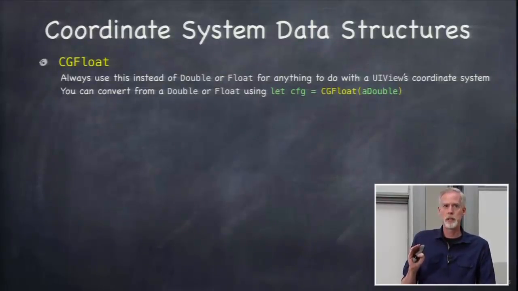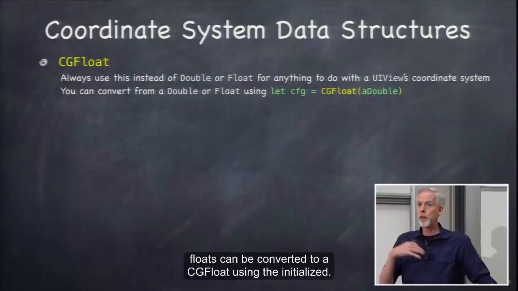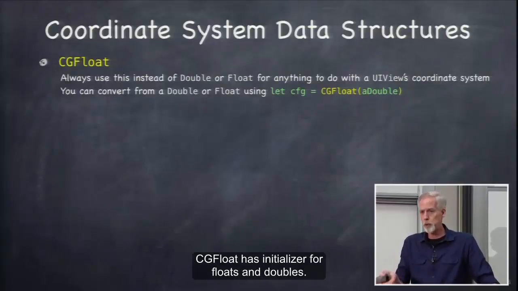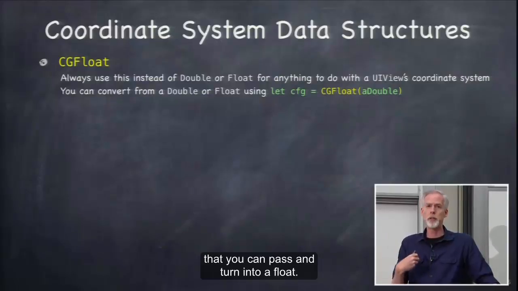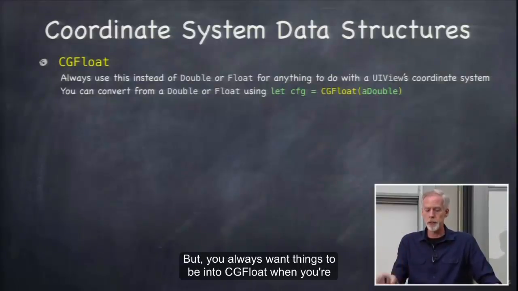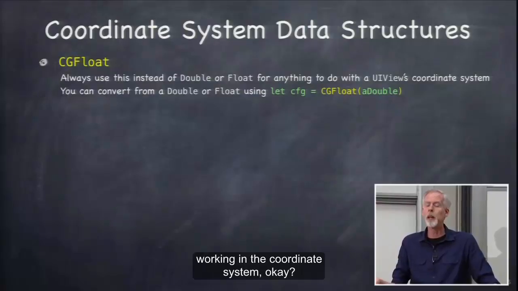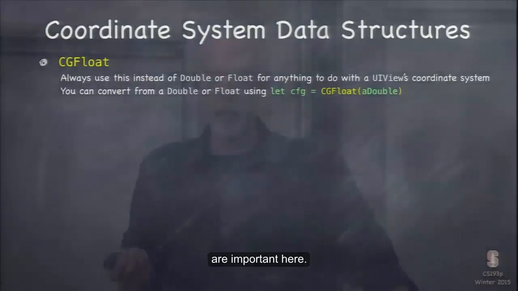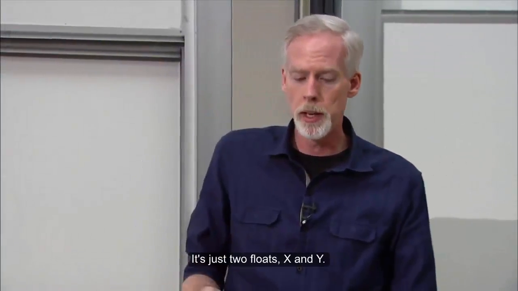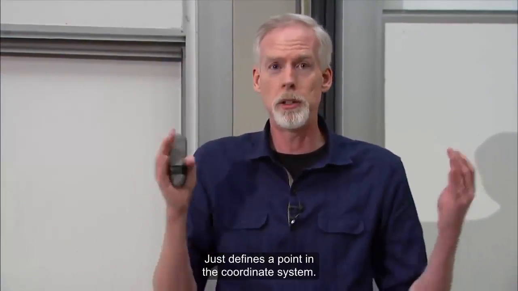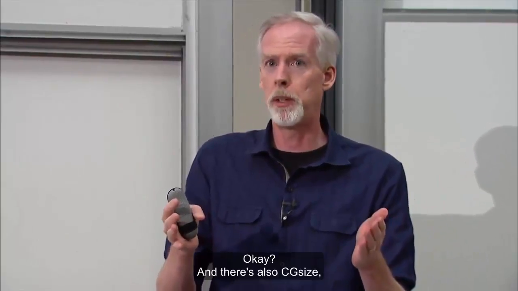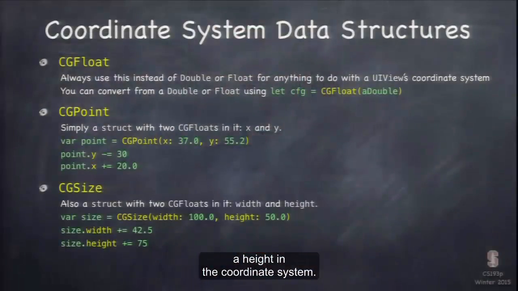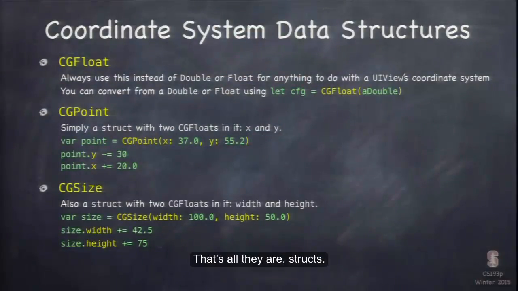CGFloat. Now, Doubles and Floats can be converted to a CGFloat using the initializer. CGFloat has initializers for Floats and Doubles that you can pass and turn it into a CGFloat. But you always want things to be CGFloats when you're working in the coordinate system, okay? Now, there's a couple other structs that are important here. One is CGPoint. It's just two CGFloats, x and y. It just defines a point in the coordinate system. Couldn't be simpler. Okay? And there's also CGSize. Just defines a width and a height in the coordinate system. Okay? So these are just simple structs. That's all they are, structs.